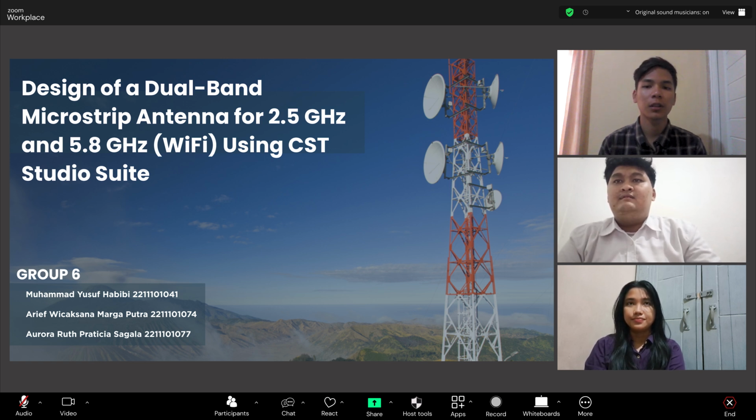Hello everyone, we are from Group 6 and today we would like to present our project titled Design of a Dual Band Microstrip Antenna for 2.5 GHz and 5.8 GHz Wi-Fi using CST Studio Suite. This project focuses on designing an efficient dual band antenna that works for Wi-Fi frequency and analyzing its performance using CST Studio simulation software. Our group consists of three members.